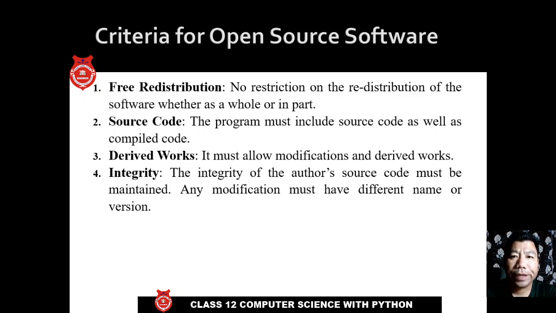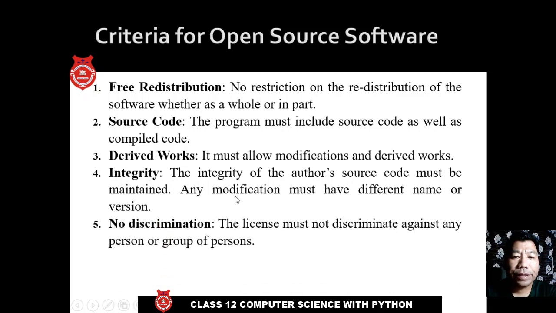This is true in case of Linux. So Linux is one operating system developed by Linus Torvalds, and it doesn't exist in its original form nowadays because different versions, different modifications, different improvements have been applied to the Linux operating system, and they give different names like Red Hat, Fedora, Ubuntu, etc. So these are Linux. Like that, in order to become open source software, there must be integrity and no discrimination.